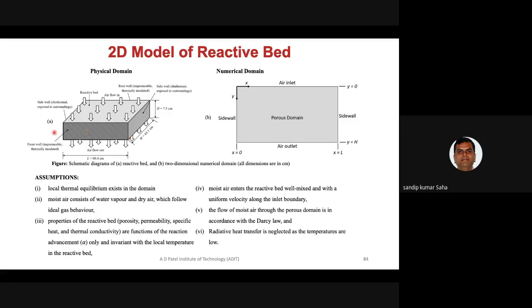Now our assumption obviously is that we are not making a very complicated model: local thermodynamic equilibrium exists, and moist air consists of water vapor and dry air. This we know from our thermodynamics.